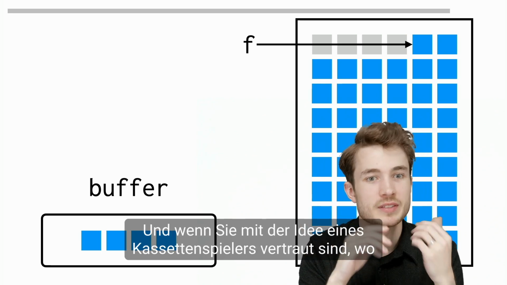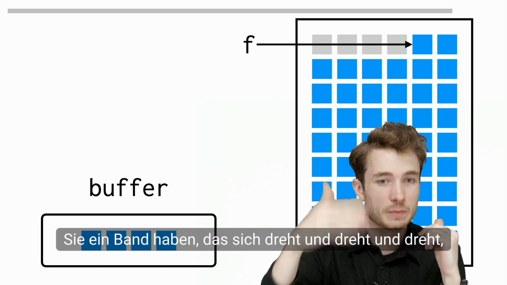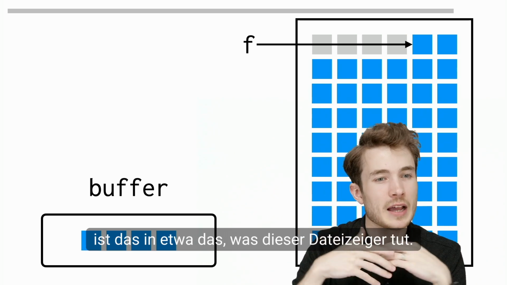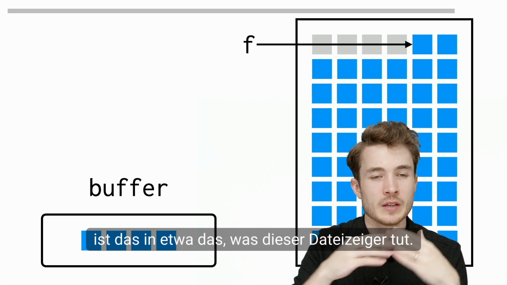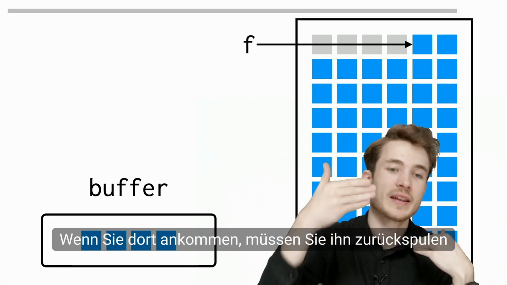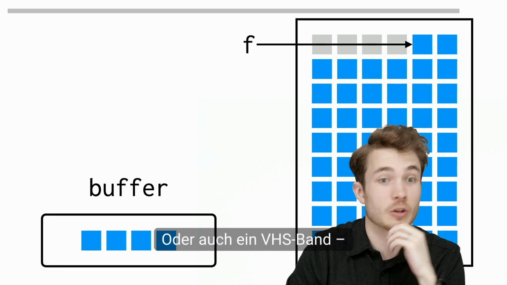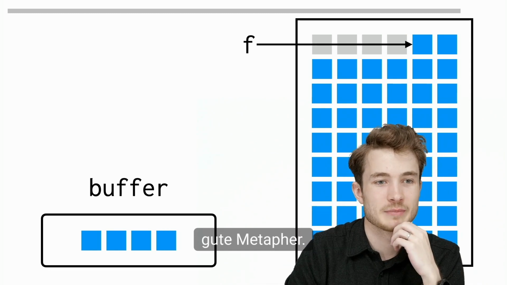And if you're familiar with this idea of a cassette player, where you have some tape that goes and spins and spins, that's kind of what this file pointer is doing. Starts at the beginning, spins all the way to the end. Once you get there, you have to rewind it all the way back to the very beginning. Or a VHS tape as well. Nice metaphor there, yeah.